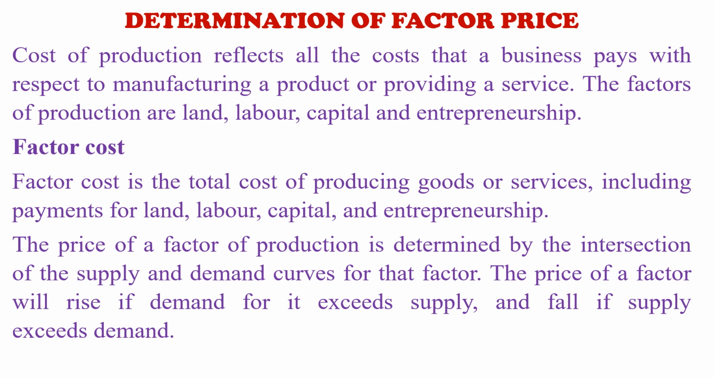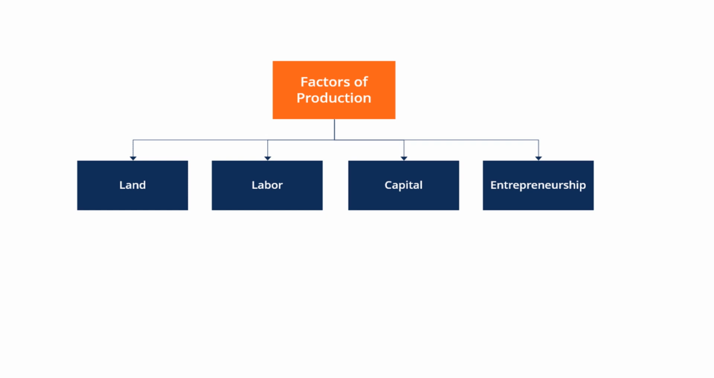Factor cost. Factor cost is the total cost of producing goods or services, including payments for land, labor, capital, and entrepreneurship. The price of a factor of production is determined by the intersection of the supply and demand curves for that factor. The price of a factor will rise if demand for it exceeds supply, and fall if supply exceeds demand. The factors of production, like land, labor, capital, and entrepreneurship, are well presented in this diagram.